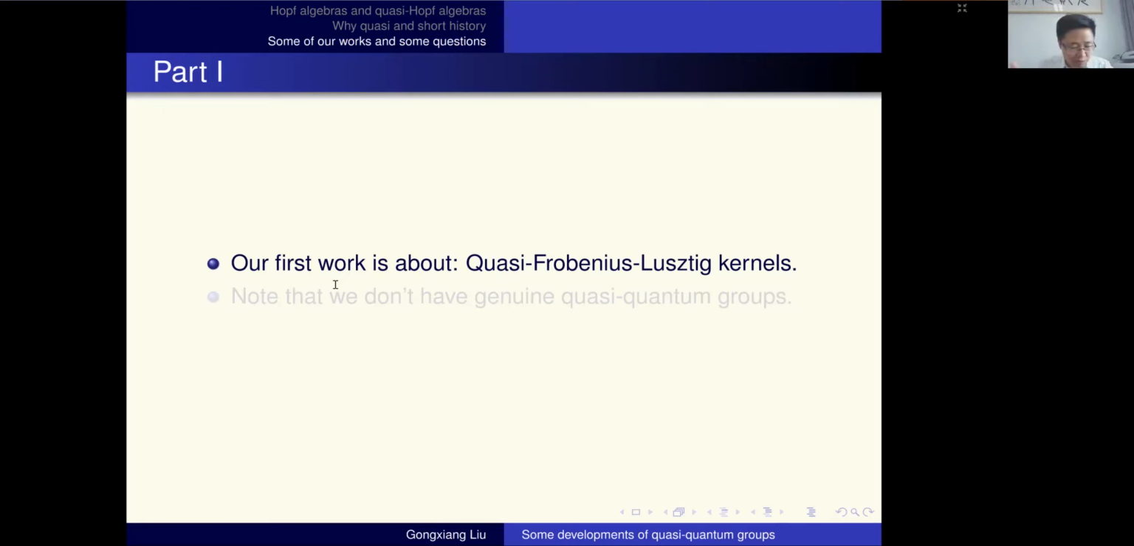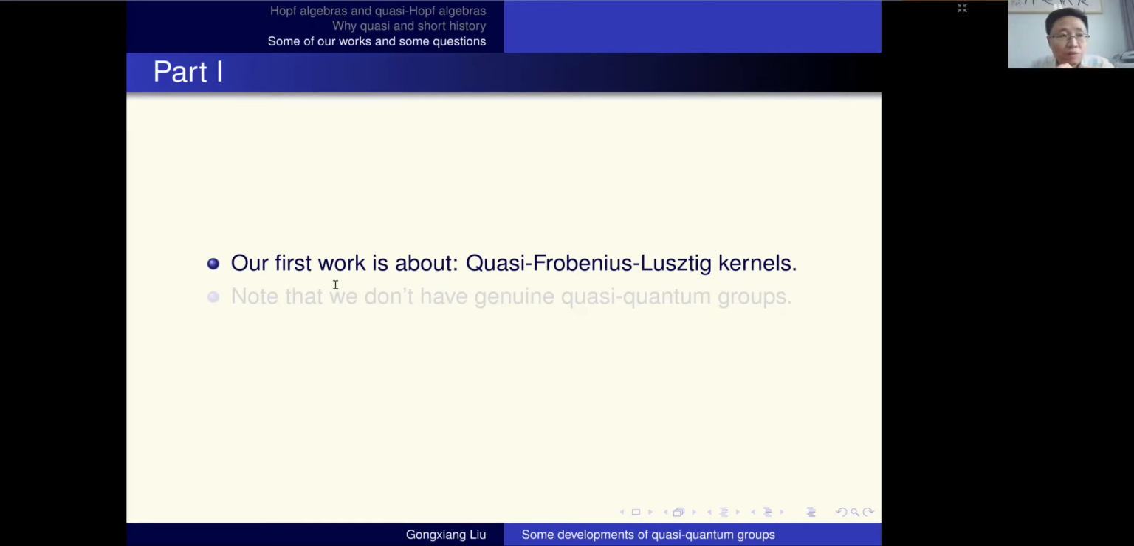And you find that Lusztig, in his example, needs a bigger quantum group. In this big quantum group, he finds sub-Hopf algebras. So if you apply the same idea to find the quasi-Frobenius kernel, you also need to find a quasi-quantum group, a big quantum group, and find a small one.